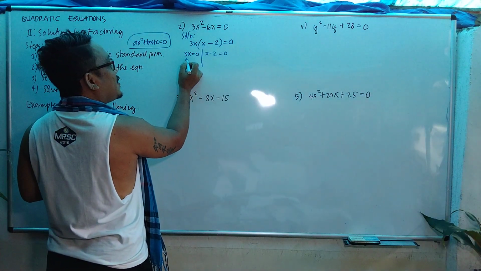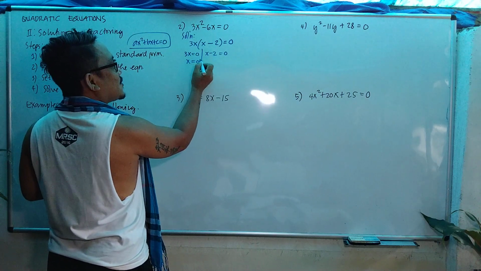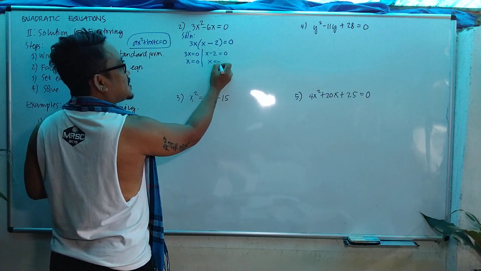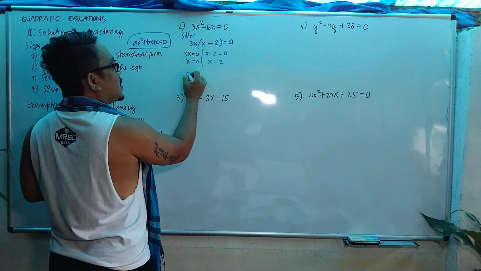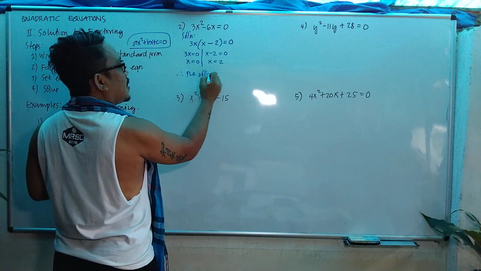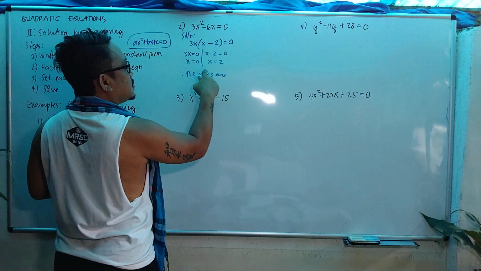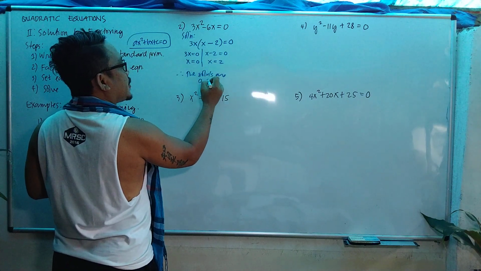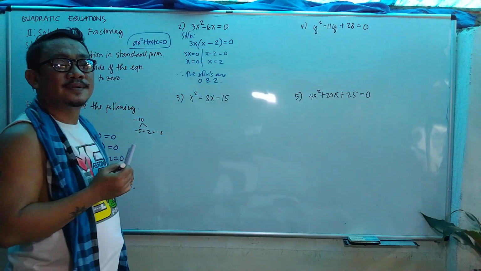So, klaro kayo na, no? Here is x is equal to 0. While here is x is equal to 2. Therefore, the solutions are 0 and 2. Dali na kayo.